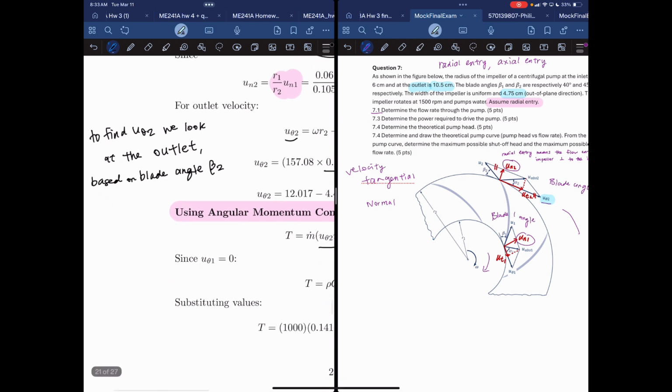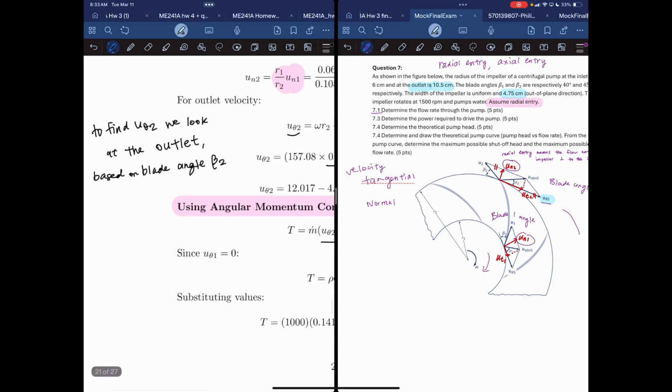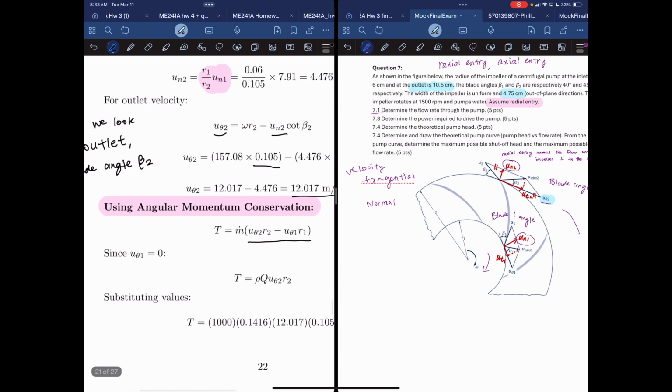And the second normal velocity is influenced by the first normal velocity from 7.1. That's why we have this ratio.